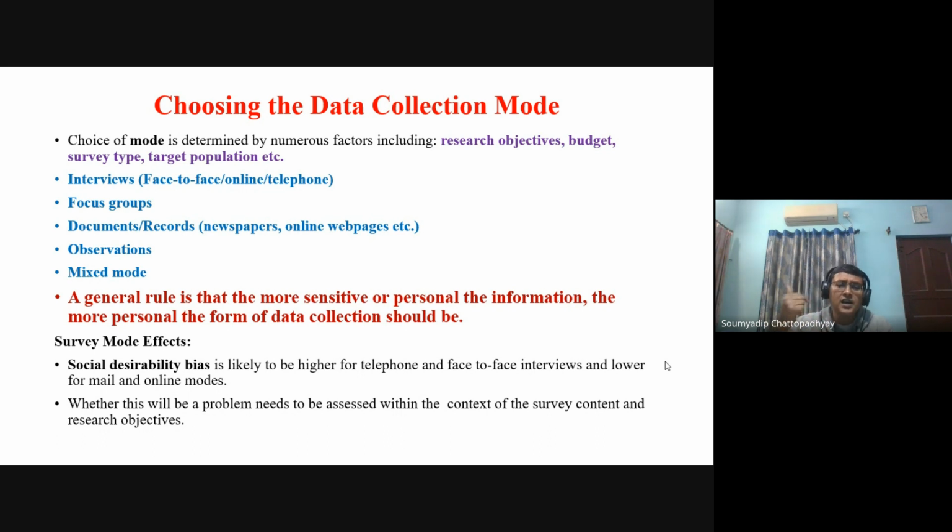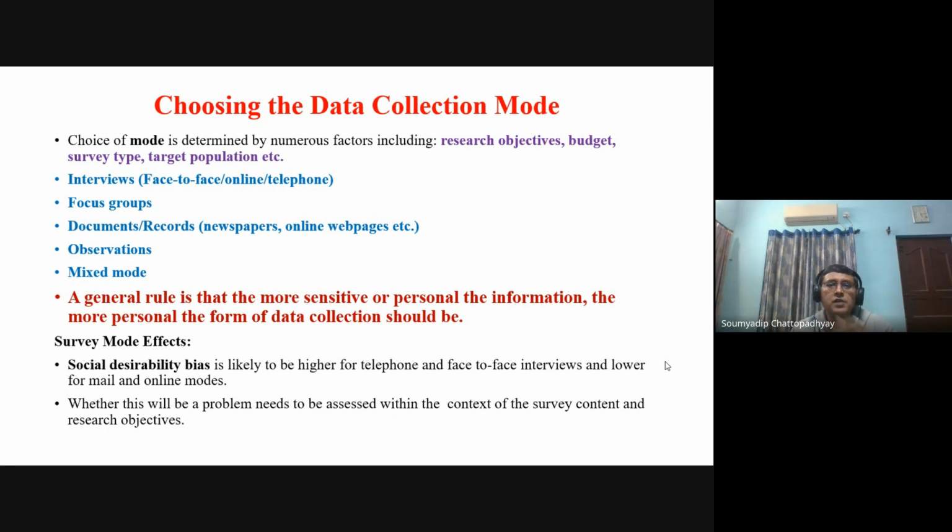Similarly, if there are some issues which are considered to be socially desirable, then there is a tendency in the survey for them to be over-reported. So this is another bias which we should be careful about. Whether this will be a problem needs to be addressed within the context of the survey content and the research objective, because, as I mentioned, social desirability is actually related to certain sorts of norms.